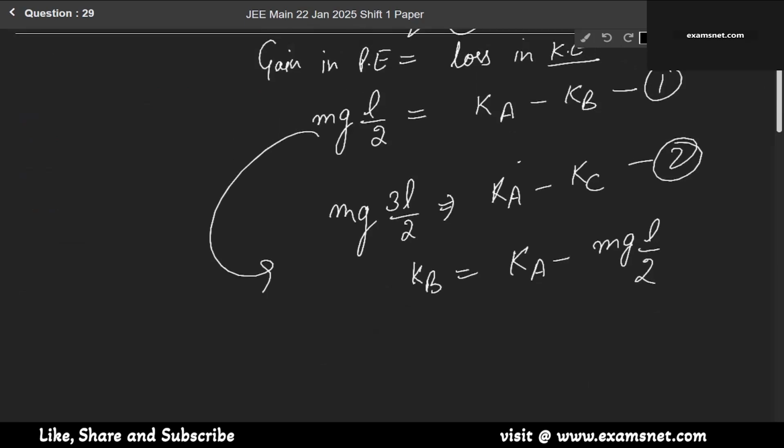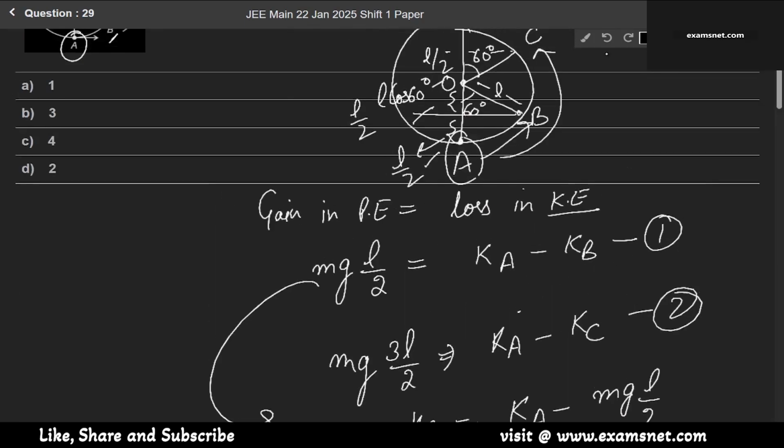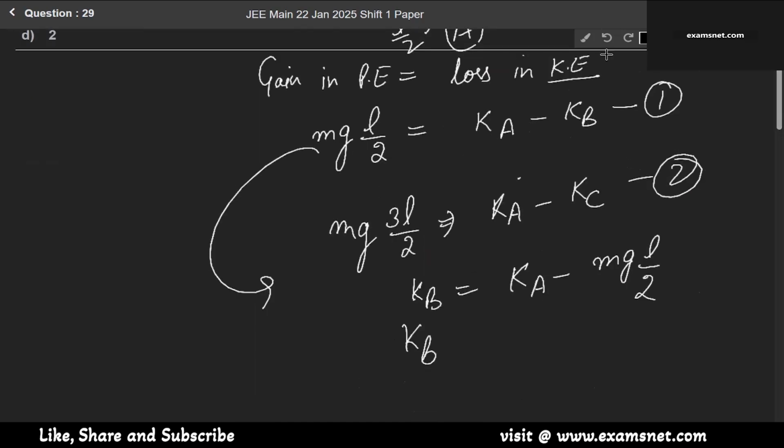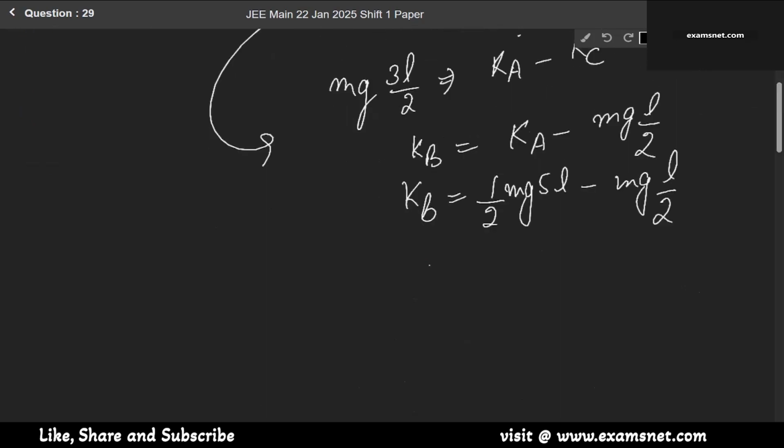So Ka is what? This is point A. At this point, the velocity VA will be equal to under root 5gL. We all know this. So at this point, KA will be equal to half M into V square, so it will be half M 5gL. So Kb is half mg 5L minus mg L over 2. Solving it, we get Kb equal to 2mgL.